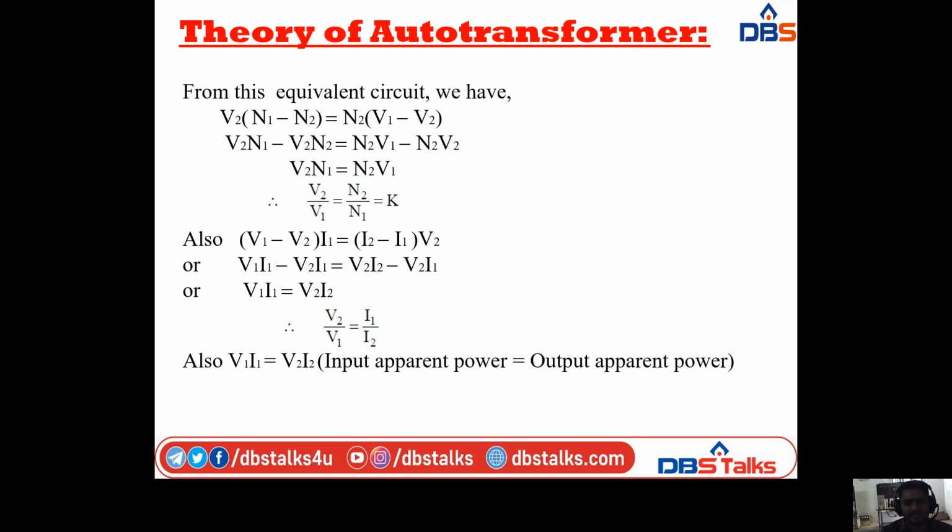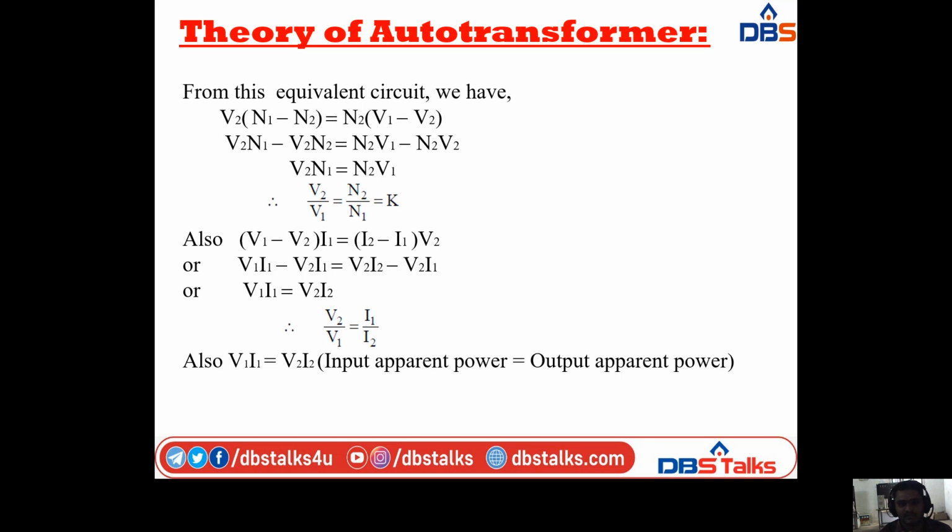V2 into (N1 minus N2) is equal to N2 into (V1 minus V2). So we write V2 N1 minus V2 N2 is equal to N2 V1 minus N2 V2, and from this V2 N1 is equal to N2 V1. So V2 by V1 is equal to N2 by N1, that is equal to K. This is the transformation ratio.